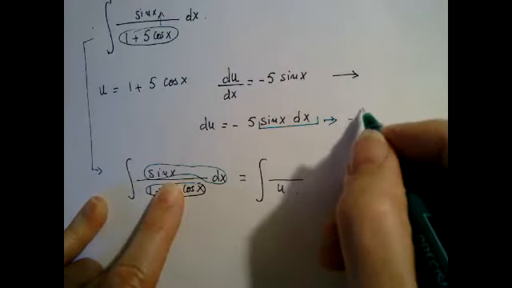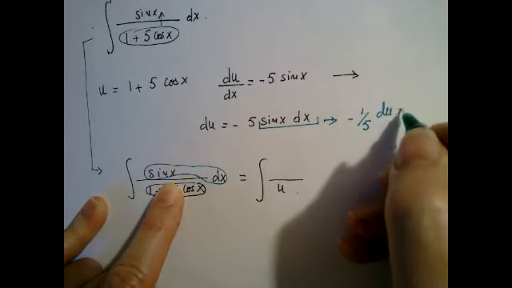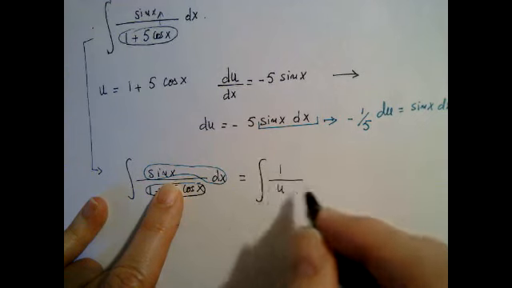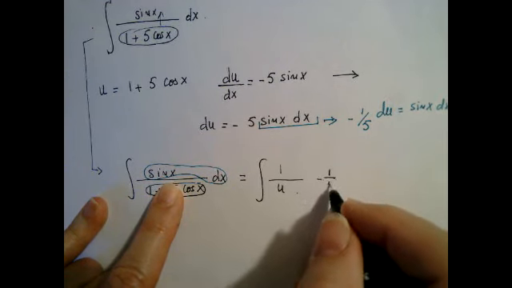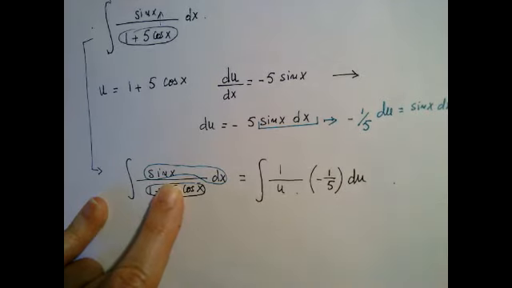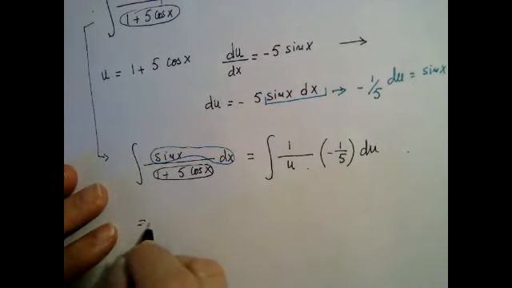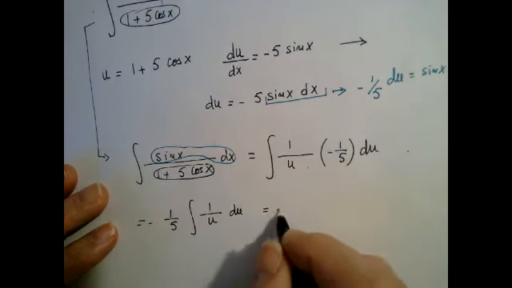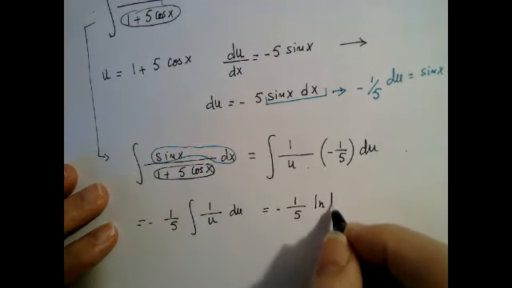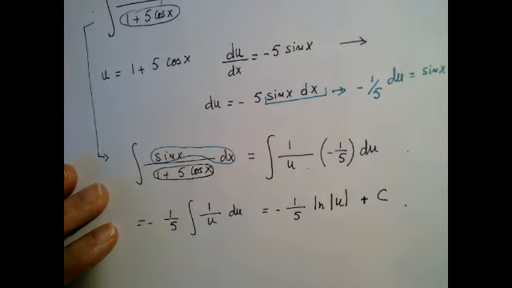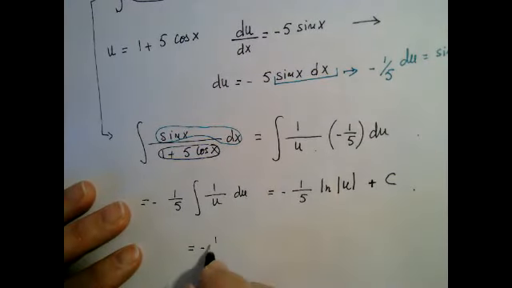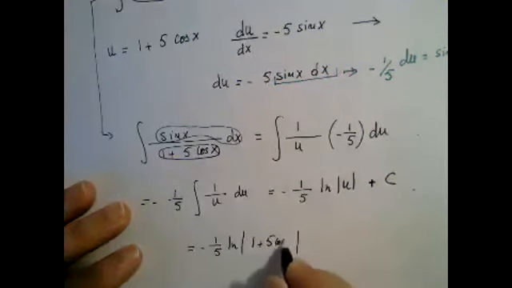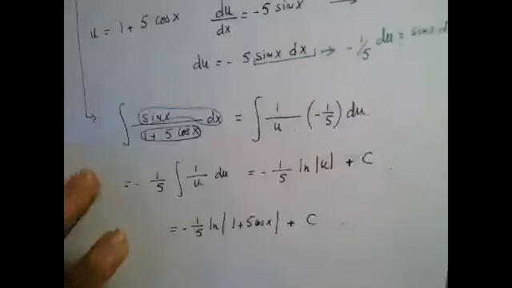So I'm going to divide by minus 5 on both sides. This would give me the sine x dx. So sine x dx is minus 1 over 5 du. And now I am practically done. So this will give me minus 1 over 5, it's my constant, 1 over u du. It means minus 1 over 5 ln of the absolute value of u plus c. So finally, this is equal to minus 1 over 5 ln, go back to my original variable, the absolute value of 1 plus 5 cosine x, plus c. End of the problem.